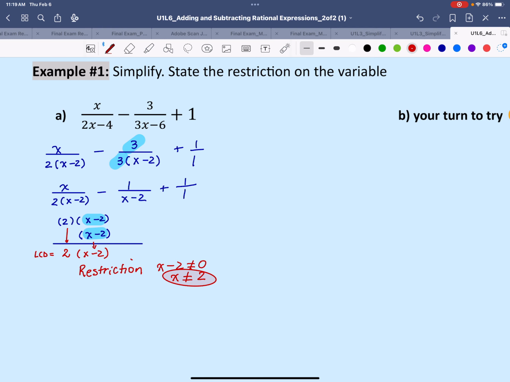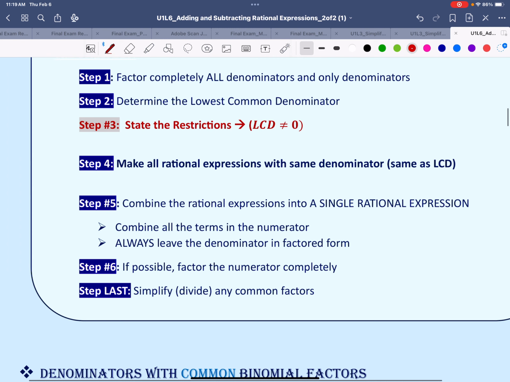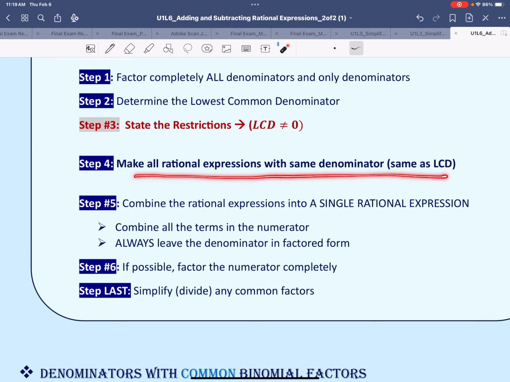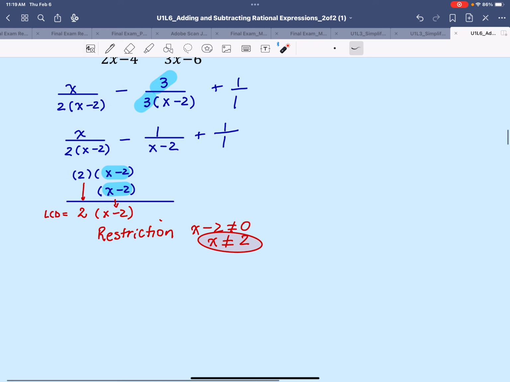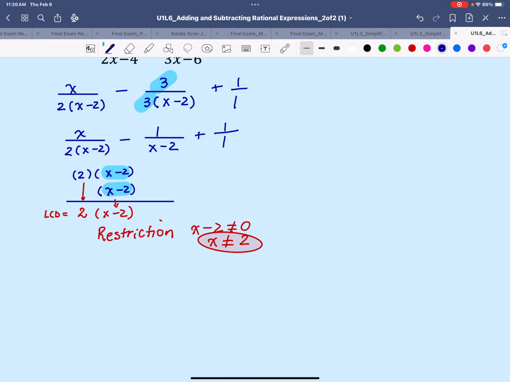And next, let's take a look at our steps. We have to make all rational expressions with the same denominator. So we are on step 4. And what that means is that we're going to revisit every term in our rational expression here, and we'll try to make all the denominators the same as the lowest common. So as you can see, the first term, it's a rational term, x over x minus 2 times x minus 2, has the denominator same as the lowest common. It doesn't need any changes, so we'll leave it as is.